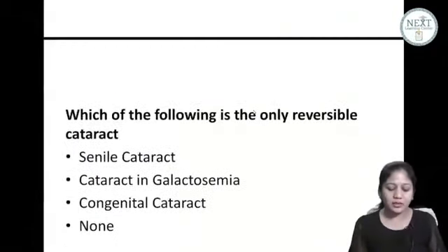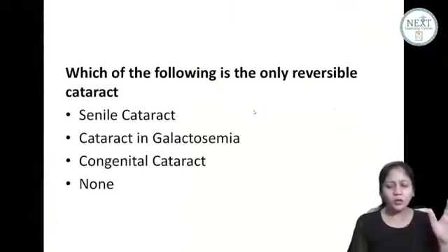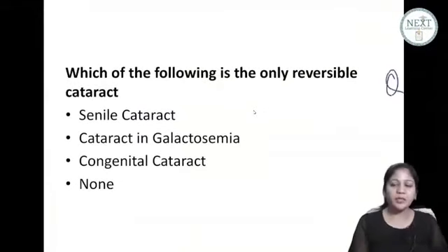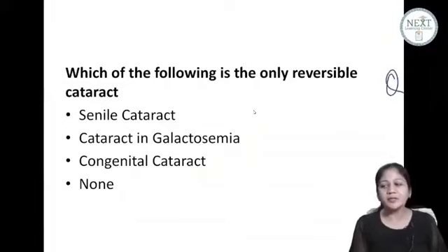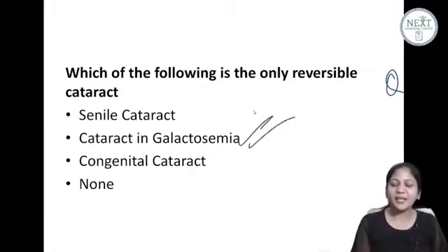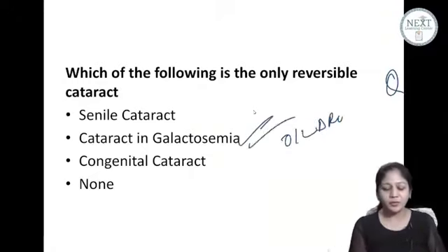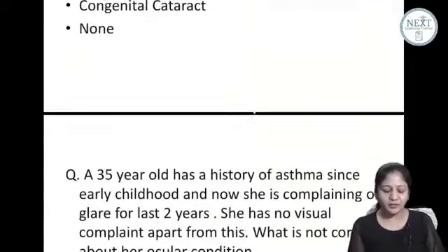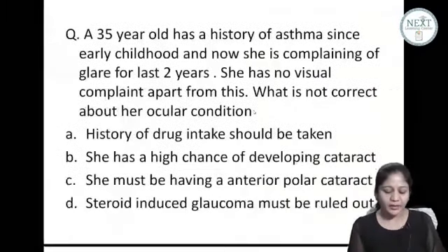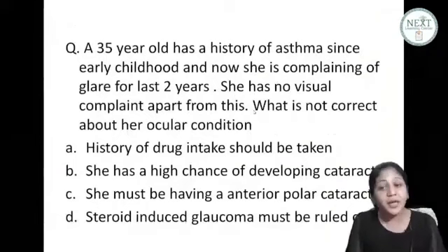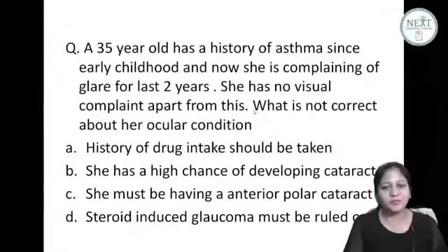Okay, good. ये बताइए, a repeat, an old question. So ये old repeated question, only reversible cataract. So it is your cataract in galactosemia. What is the name? It's again your oil droplet cataract. ठीक है? Good. Oil droplet cataract. Very good. चलो ये देखो, a very important question.